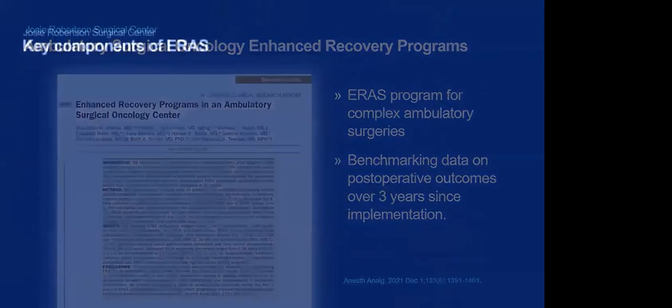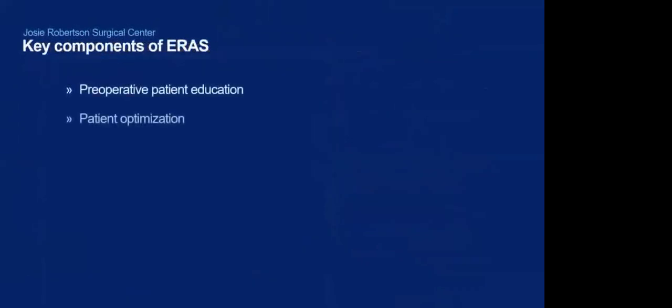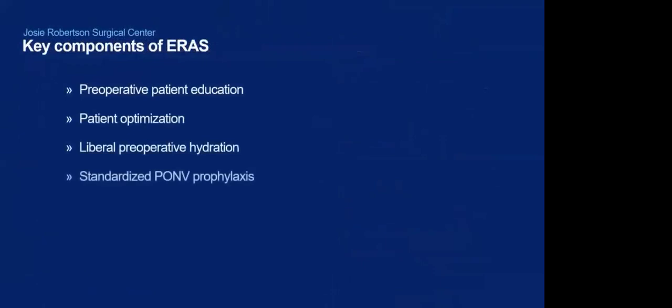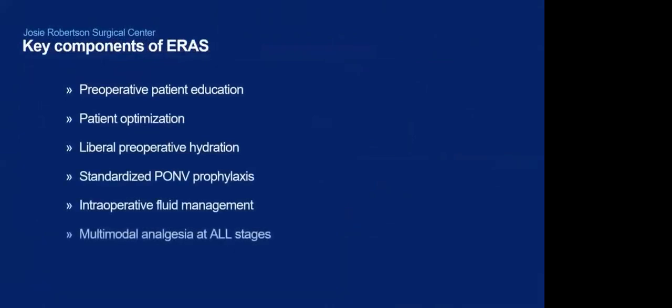So what are the key elements of this program? Well, first of all, patient education starts in the surgeon's office with dedicated staff instructing the patients on their pathways based on our guidelines. It's again reiterated perioperatively and documented in the medical chart. We encourage liberal preoperative hydration. All patients were allowed up to 12 ounces of water 2 hours before arrival time. Carbohydrate loading or immunonutrition drinks were not part of the ambulatory enhanced recovery.